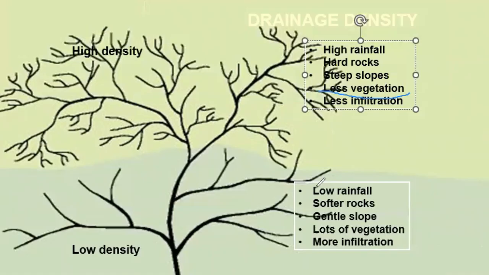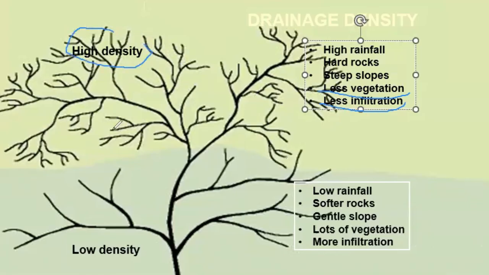Number two, if the trees are a lot or the vegetation is a lot, the water will be in position to infiltrate down the soil. That means we shall have less surface runoff. I mean, we shall have more infiltration than surface runoff. I hope it is very clear. And then we have less infiltration, but this is like what I'm explaining. If there is less infiltration, there will be more surface runoff, and more surface runoff will determine high drainage density.